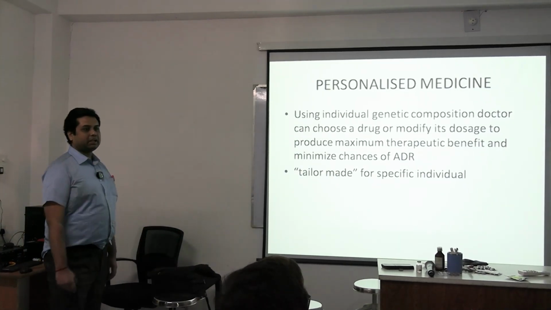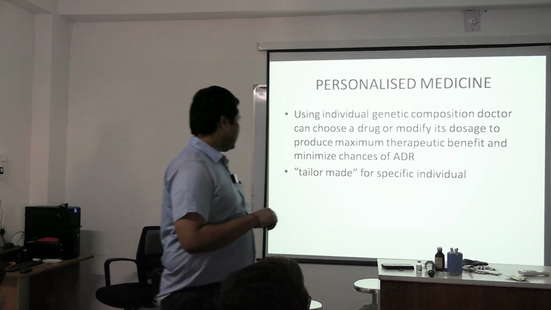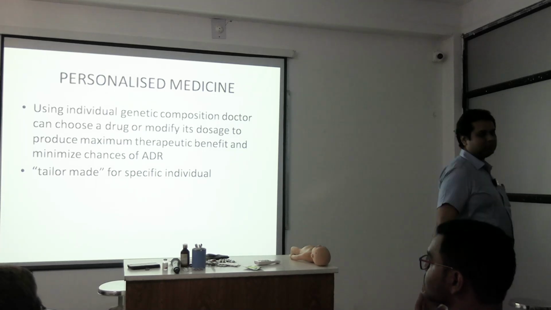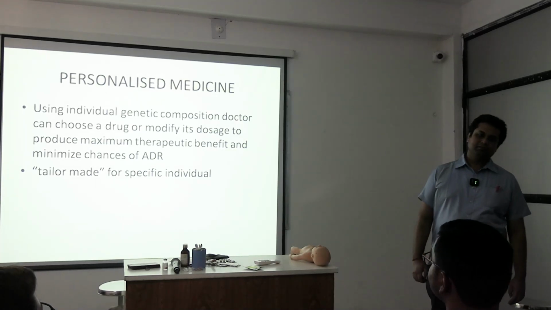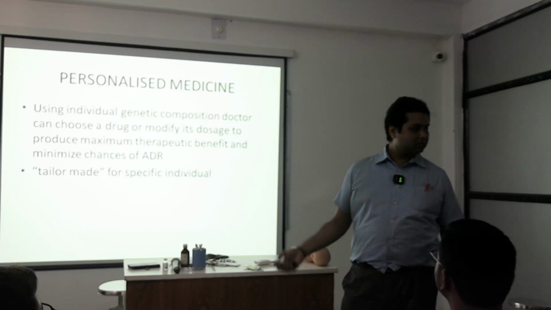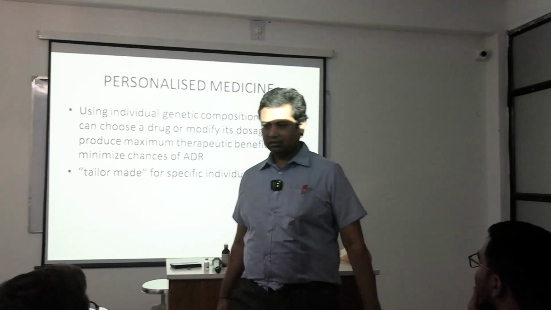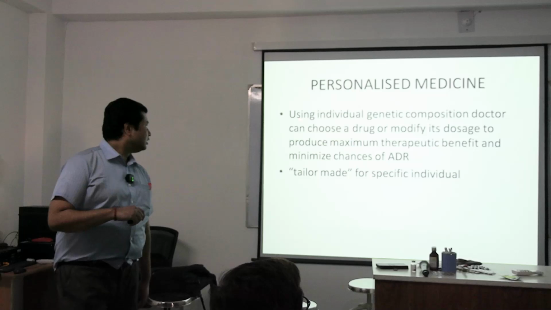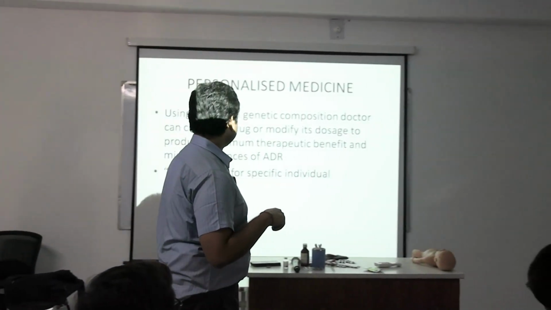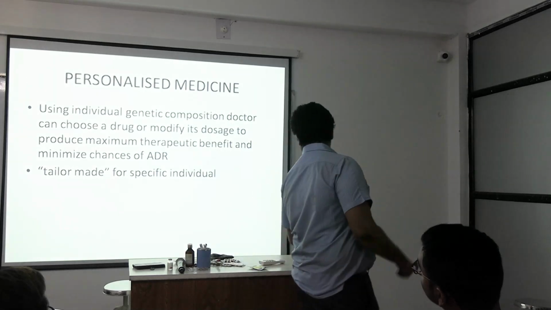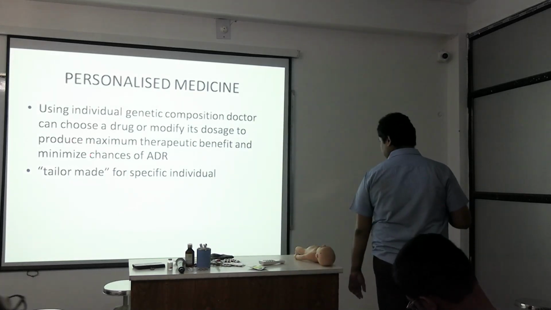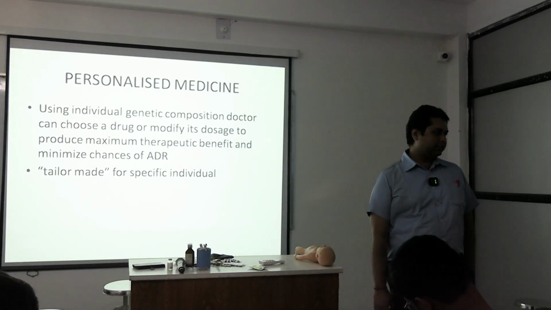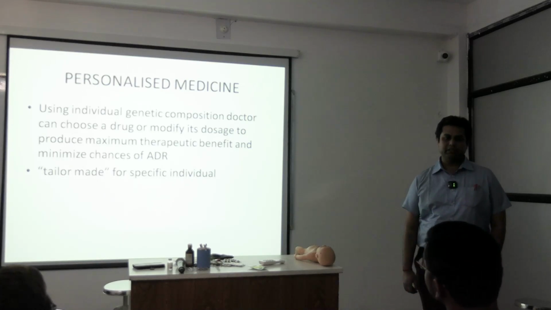So just as he was saying, there is another term known as personalized medicine. So who is this person? Who is this person? This is for the patient, okay? Personalized medicine is for the patient. So using individual genetic composition, the doctor can choose a drug or modify its dosage to produce maximum therapeutic benefit and minimize chance of ADR. So it's a tailor-made drug. What do you mean by tailor-made?